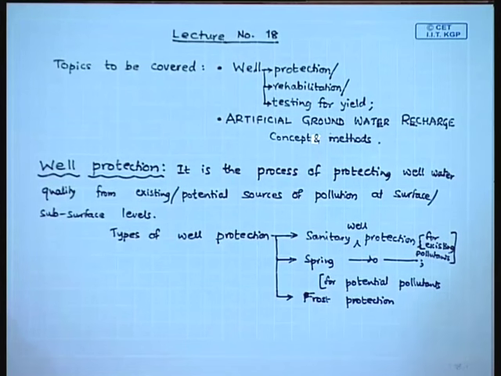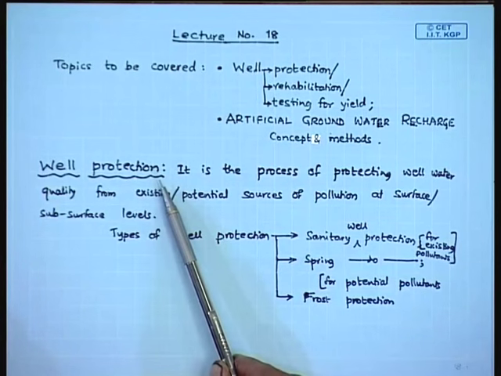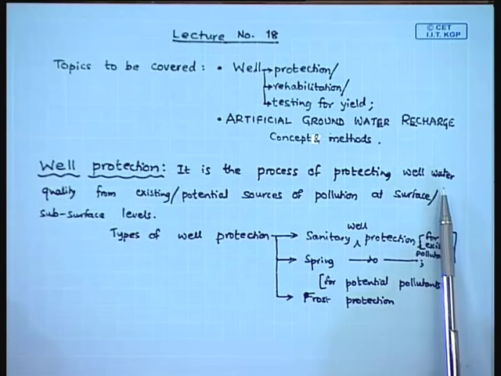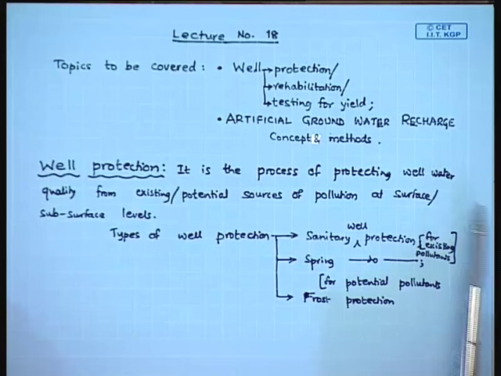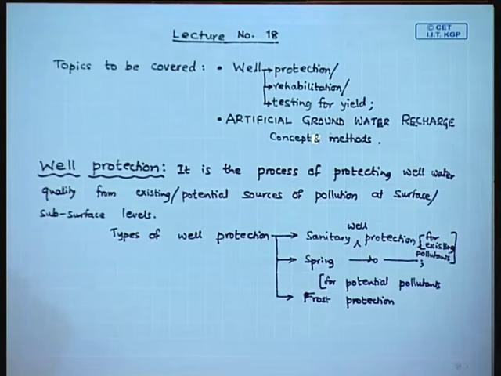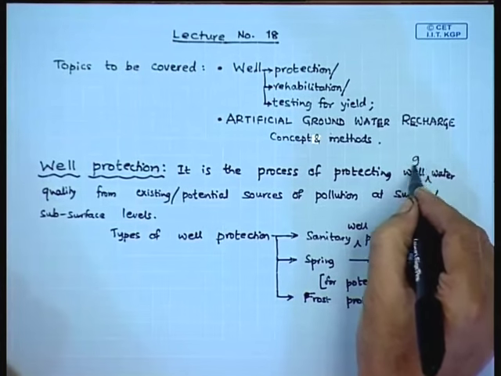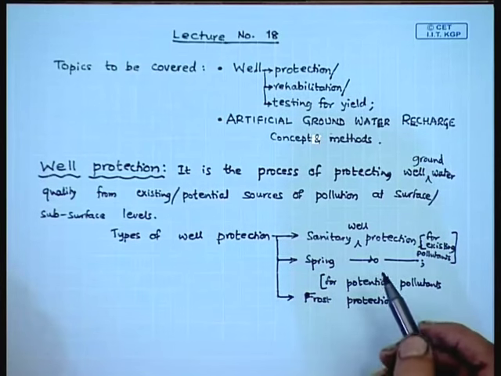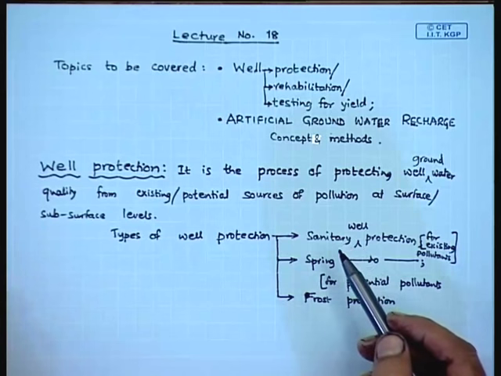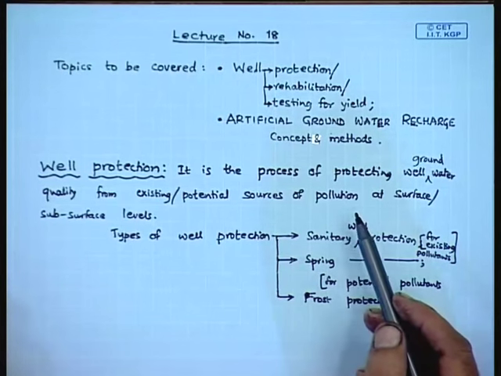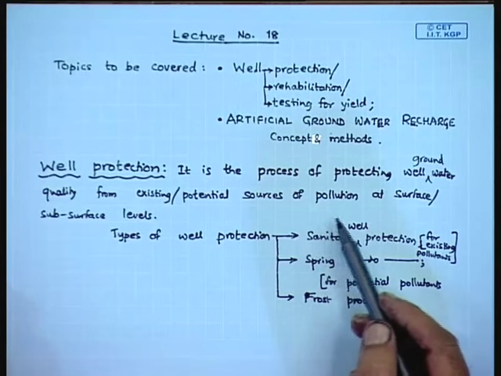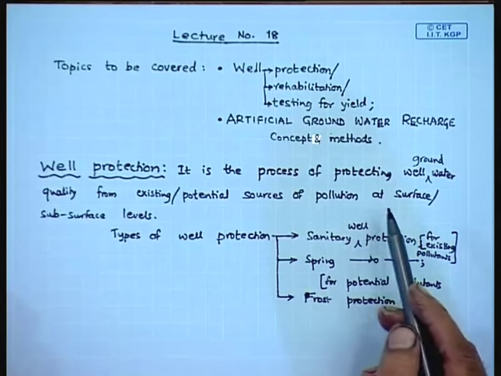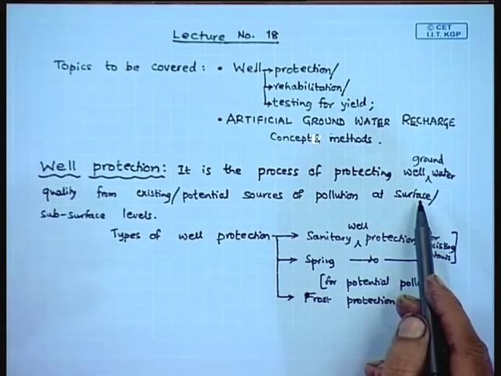Here, essentially, it is a process or a mechanism wherein we protect the well water quality. More precisely, we may also write well groundwater quality, because after all the wells do yield groundwater only. And this is from either existing sources of pollution or potential sources of pollution, which may exist either at or above the ground level or below the ground level.